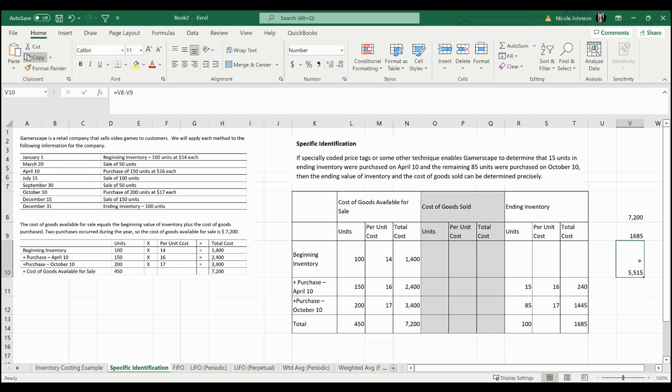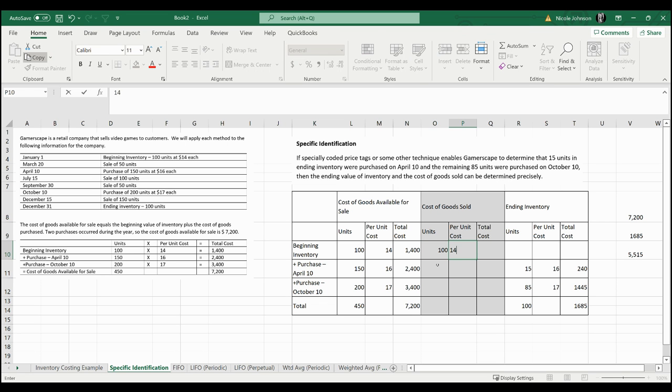We can also calculate this by looking at each of the different purchase dates and the beginning inventory. So let's start with the beginning inventory, what we have left or what we sold. We already know what we have left in the ending inventory. So we sold all 100 units from the beginning inventory, equal 100 units at 14 a piece. So out of that part, we've got 1,400.